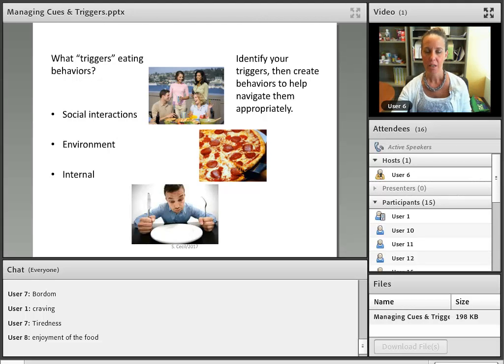Great. So internal cues are often things that come from within us, right? And often they are emotional cues, but sometimes they can be physical cues too, right? So what might be some physical internal cues? What are some physical internal cues that our body sends us that triggers us to want to eat?